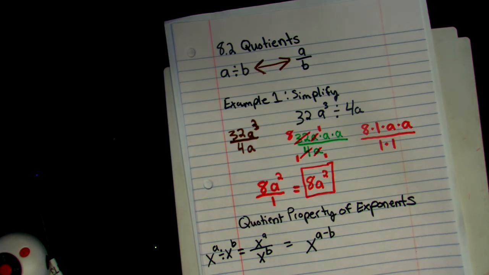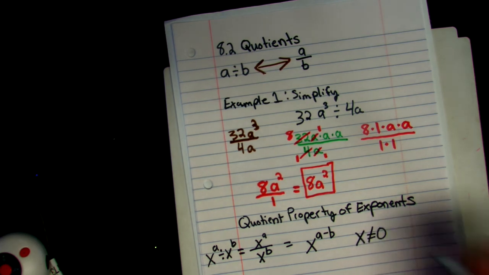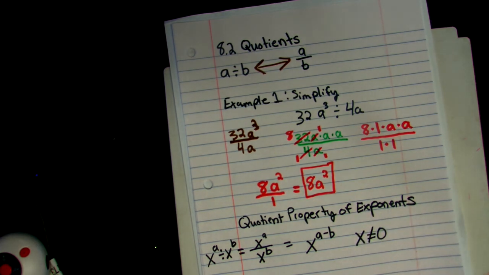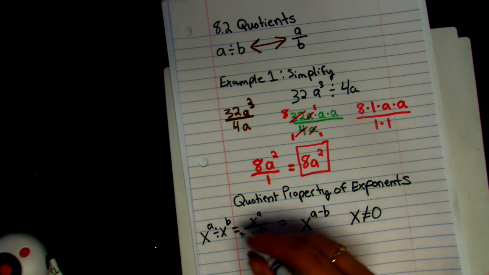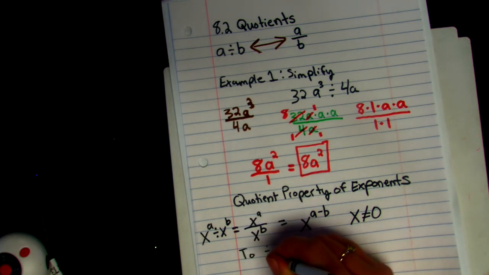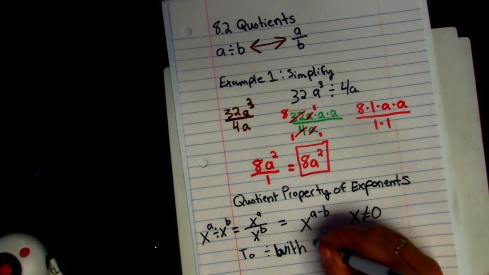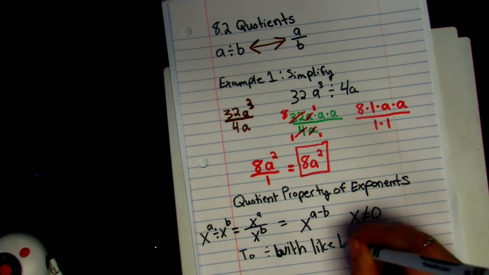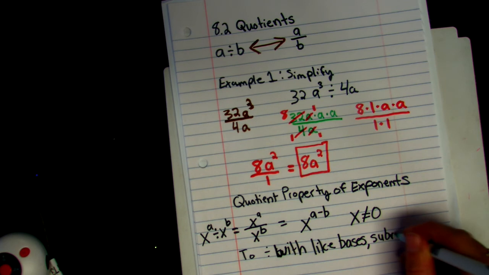The only way this works is if x is not equal to 0. X cannot be equal to 0. Your base cannot be equal to 0. In words, the quotient property of exponents says this: to divide with like bases, you subtract your exponents.